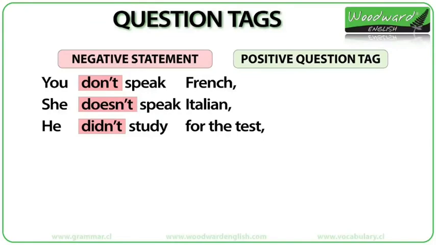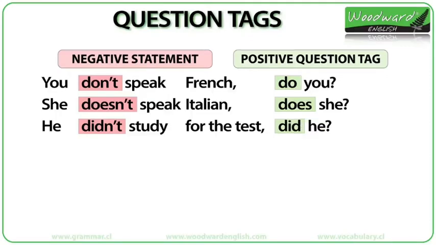When a statement has don't, doesn't, or didn't in it, you just remove the negative end part of n't to make it a positive question tag. You don't speak French. Do you? She doesn't speak Italian. Does she? He didn't study for the test. Did he?